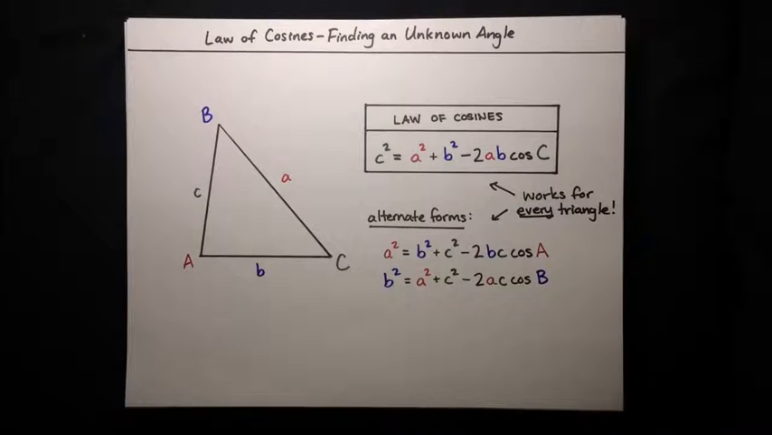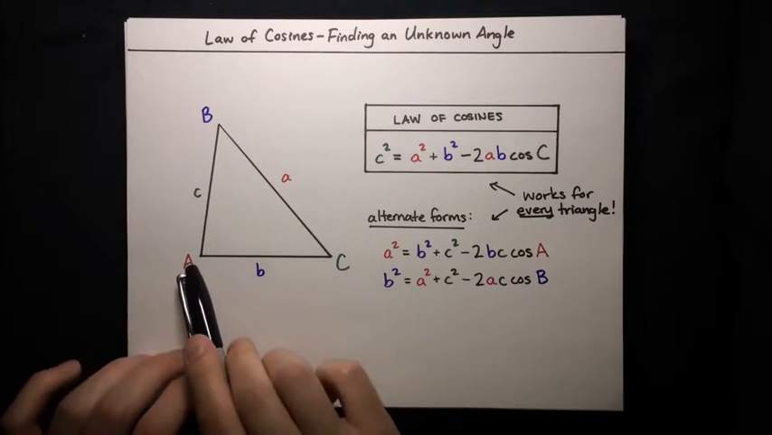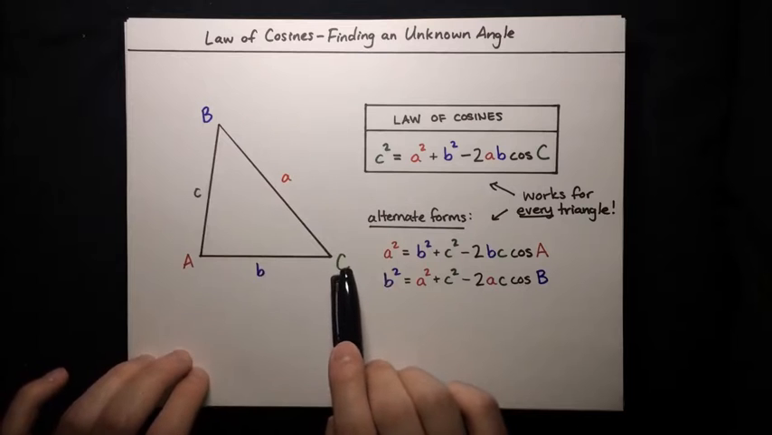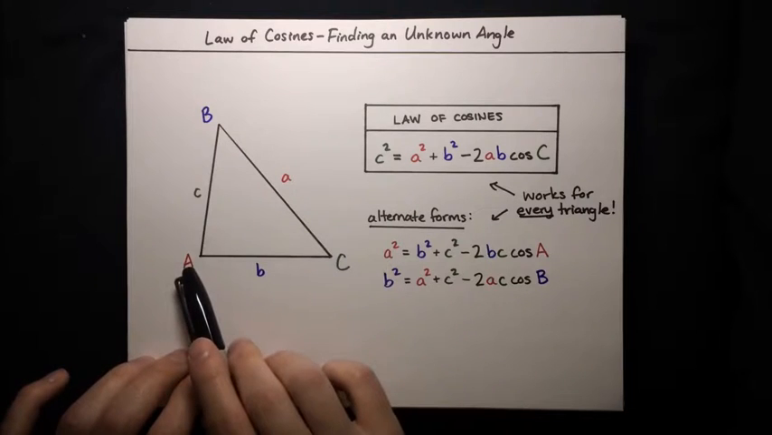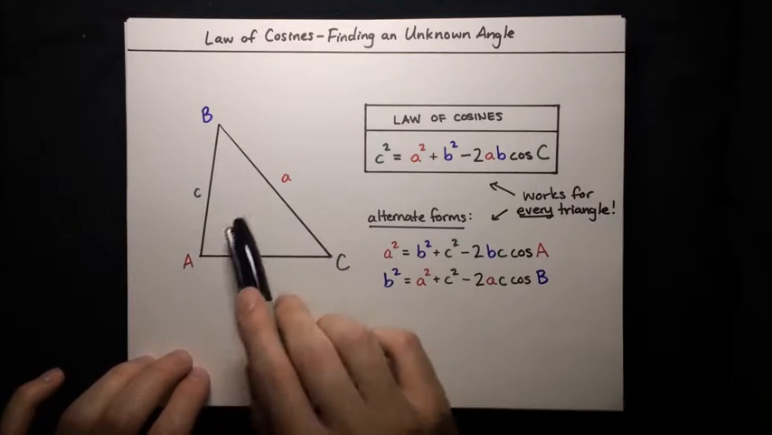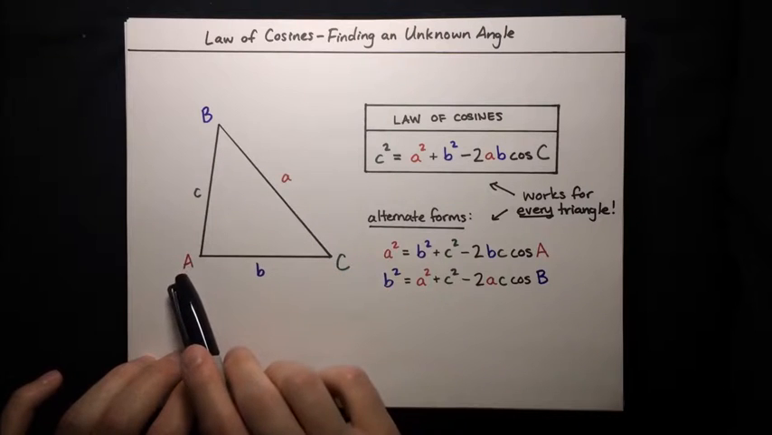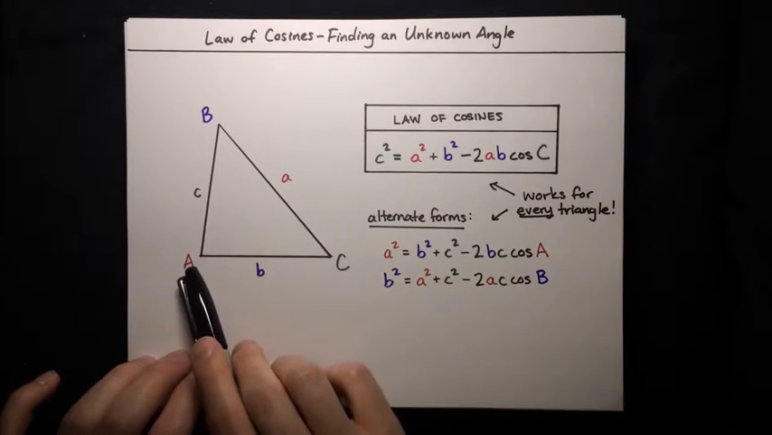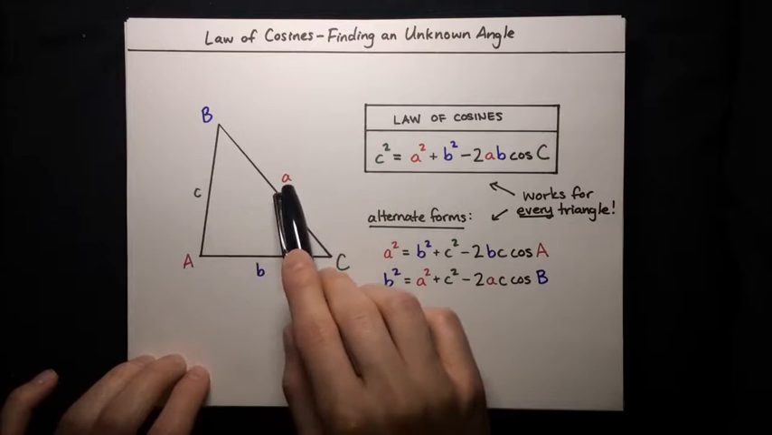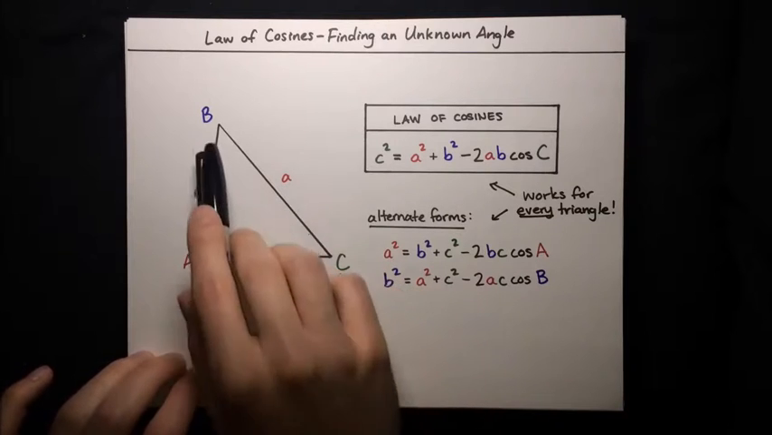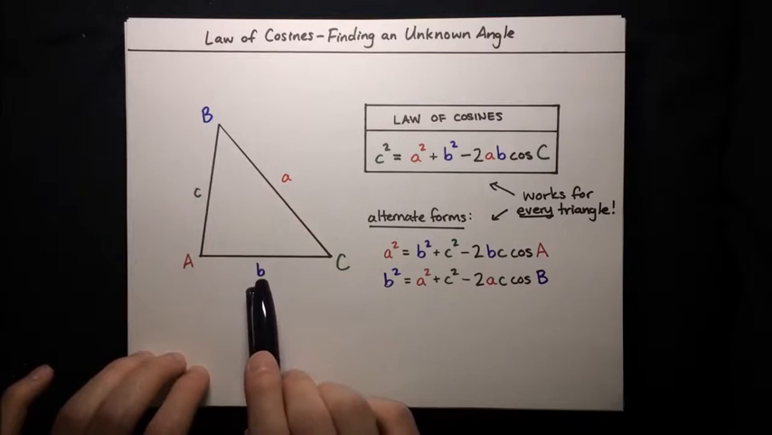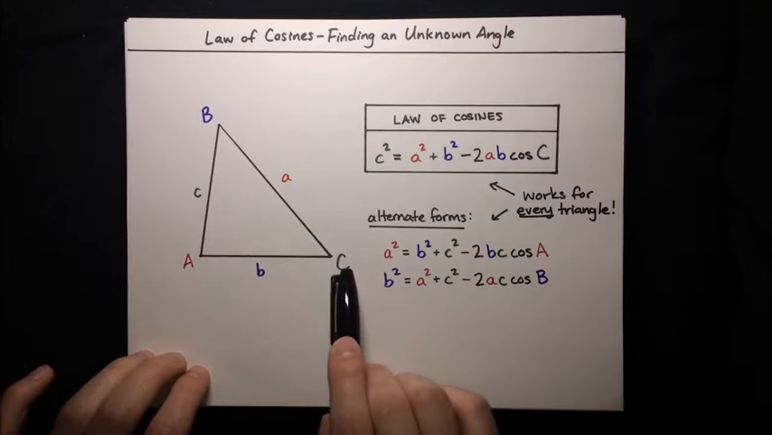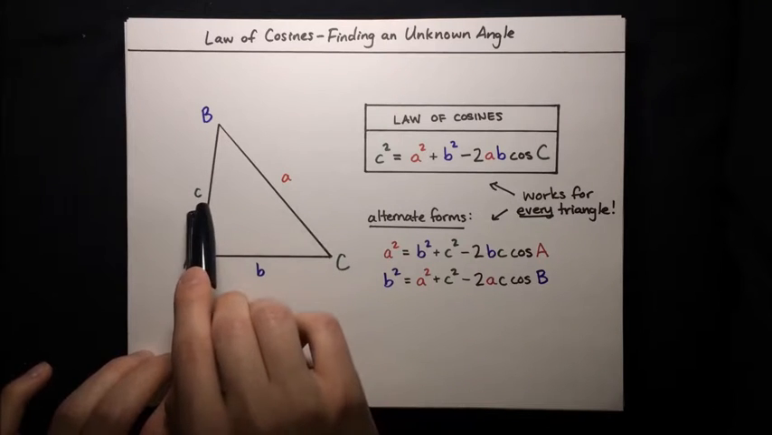In this video, I'm going to show you how to use the law of cosines to find the measure of an unknown angle within a triangle. So here we've got a triangle labeled with angles A, B, C, capital letters, and then the sides are labeled with lowercase letters across from the angles. So across from capital angle A is lowercase side a, and across from capital angle B is lowercase side b, and across from capital angle C is lowercase side c.